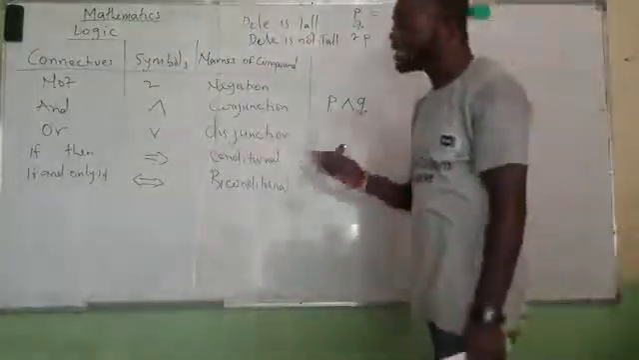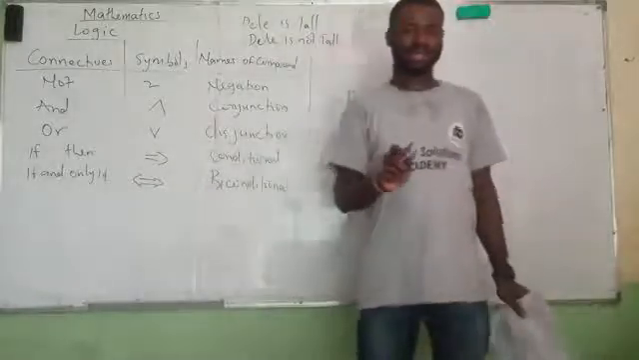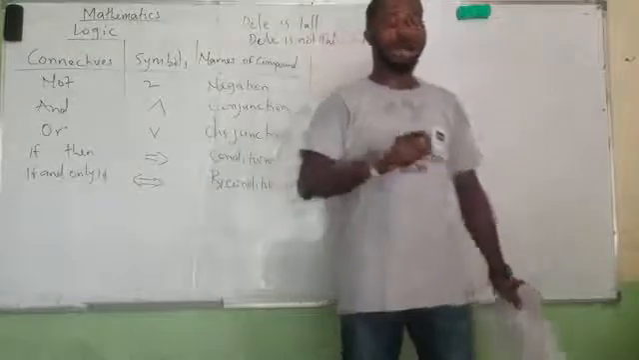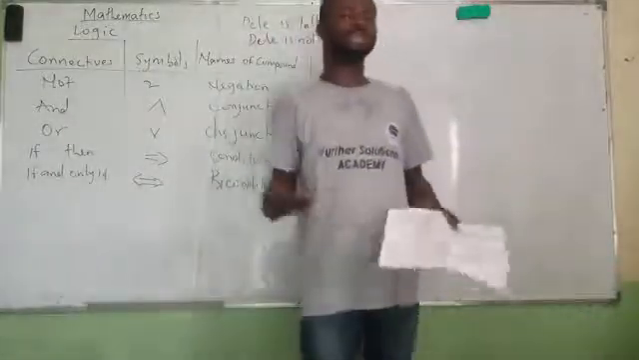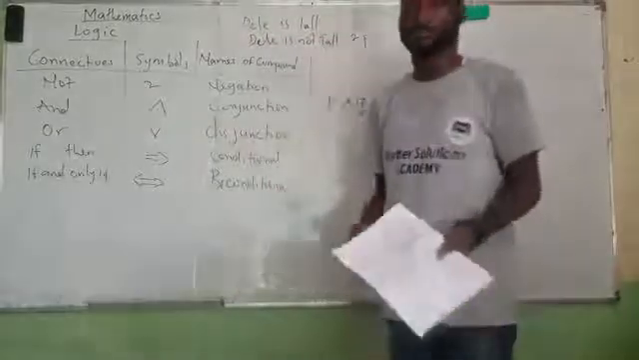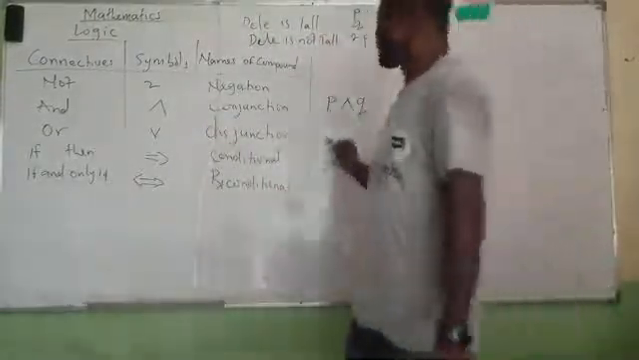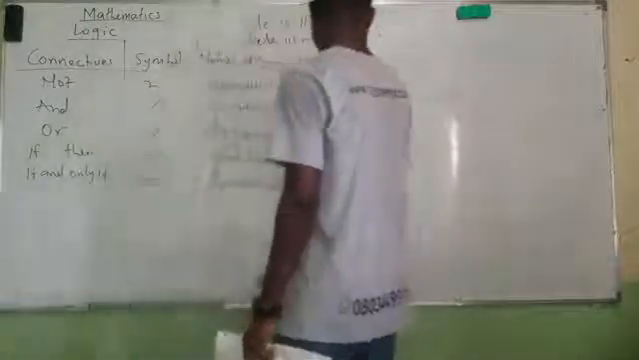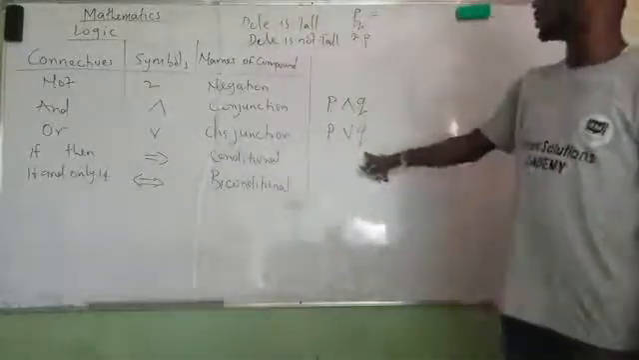Now, disjunction means we are talking about or. You will say either Dele or Eunice is coming to teach us today. It means one of them will come to teach. It means when you have Dele or Eunice, can you see? Is coming to teach us today.